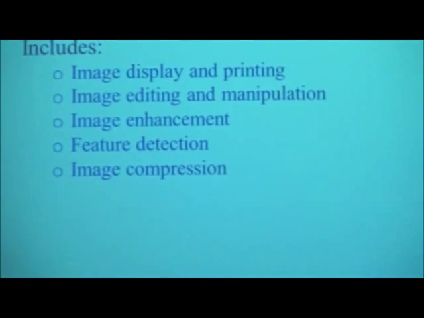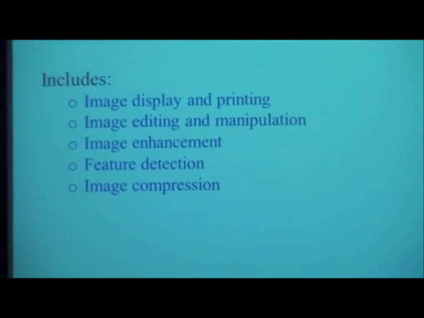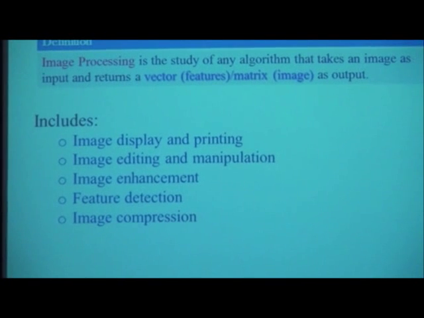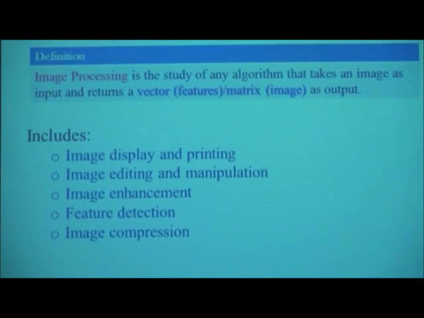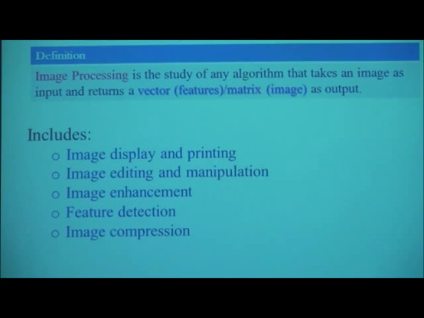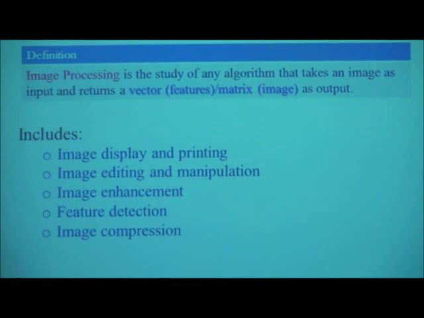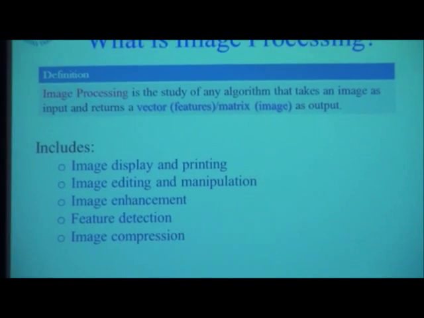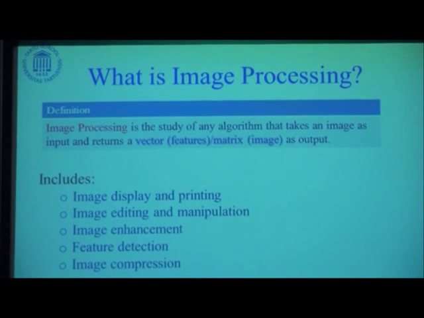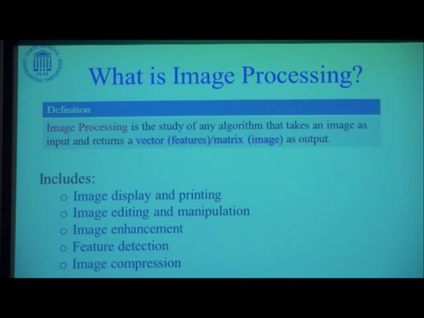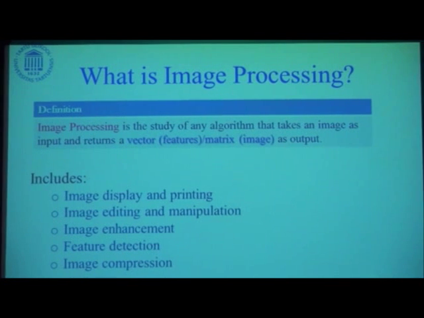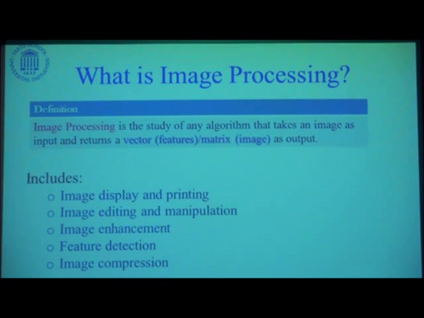So let's start with a very simple definition of image processing. The definition that you can find in any book or any website, and this is basically from Wikipedia. Image processing means that we have a system, an algorithm, to which you give an image as an input, and you get a vector or a matrix as an output. This vector will be a vector of features. For instance, you send a face image to the system, and you get the location of the eyes, lips, and nose.